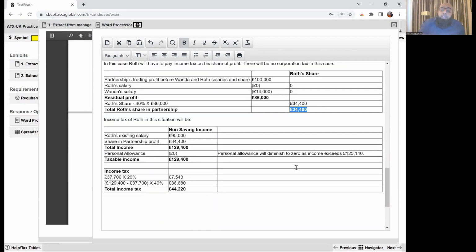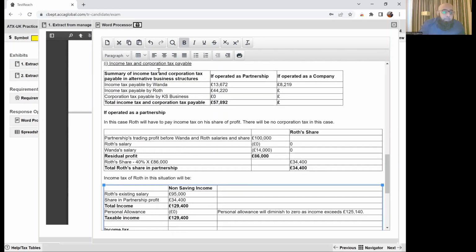Now we calculated the income tax of Roth in this situation: his existing salary, share in profit, total income. The allowance is diminished to 0 as income exceeds 125,140. I discussed the logic behind it, that it's the double amount of personal allowance, and then we calculated the tax on it. So I think it was pretty much simple.